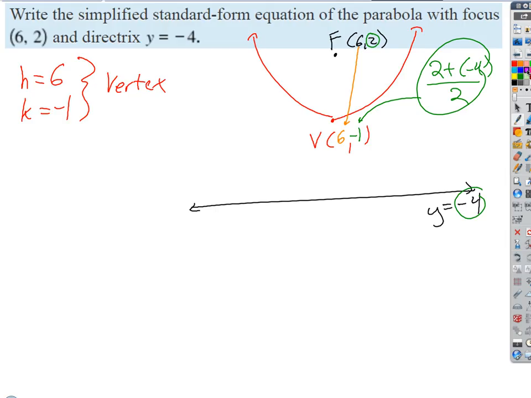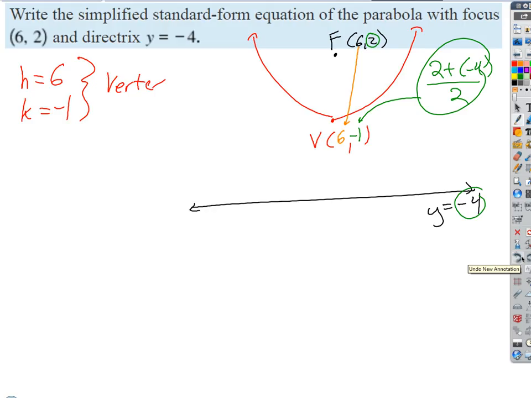What if it's horizontal? What's the positive direction horizontally? To the right, isn't it? So if it's a horizontal parabola and it opens to the right, that would be a positive p, right? If it opens backwards to the left, that would be a negative p, okay? So we know p is positive, we just need to know what its value is.